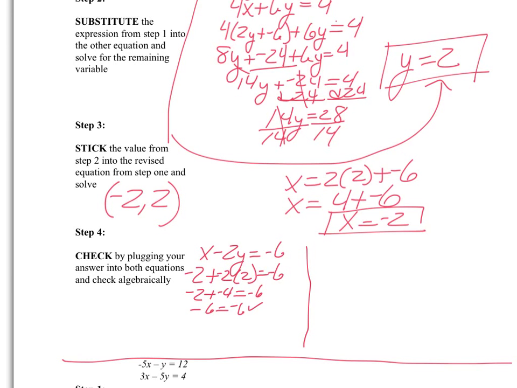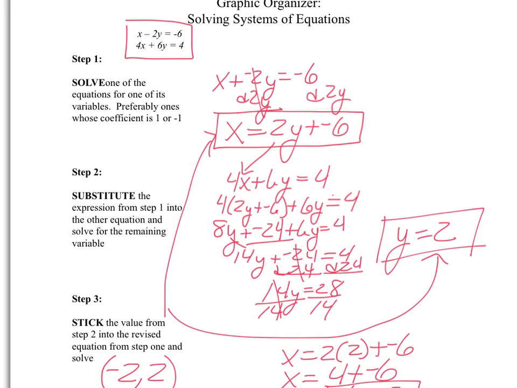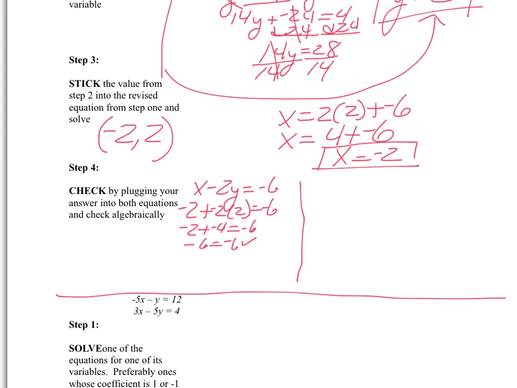We do have to plug back into the original equations, because that way if we made any mistakes along the way, they get caught. So 4x plus 6y equals 4. That's my second equation.